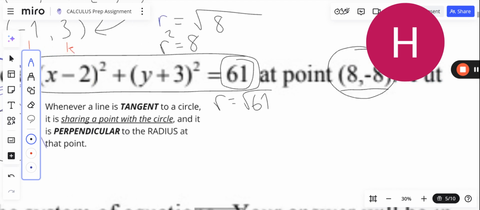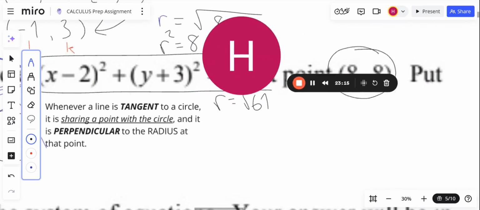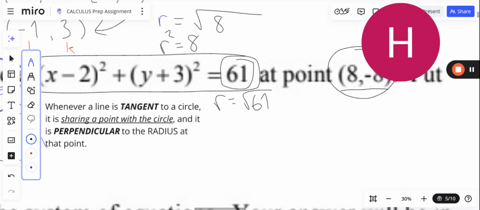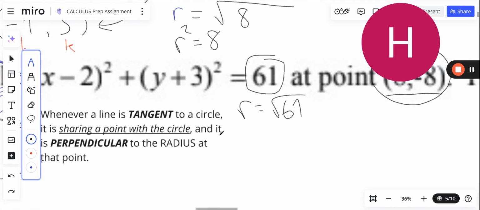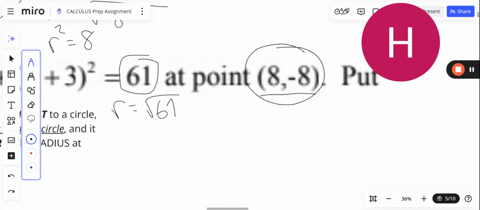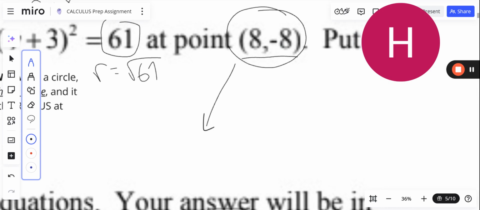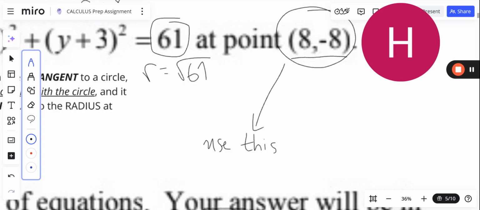You can plug in x equals 8, and you can plug in y equals -8, and you can see that the math works. When you do all that stuff, it equals 61. So it's on the circle. That means it's also on our tangent line. So we're going to need to use this, and it makes sense that we're going to have to use it. They gave us the point for a reason. We're going to have to use this for the line.